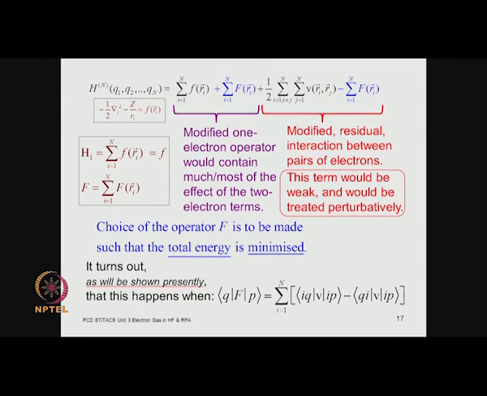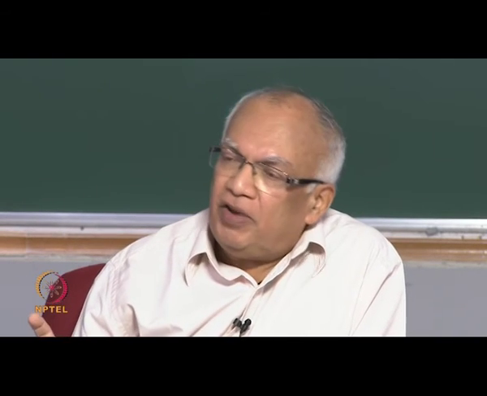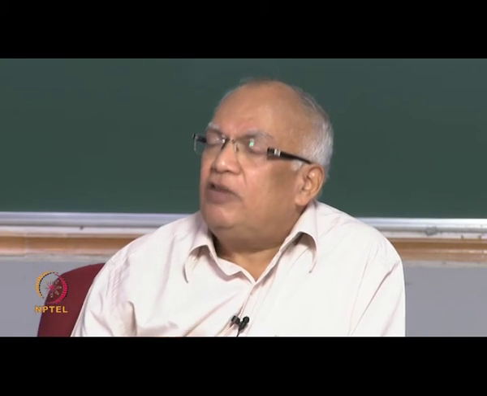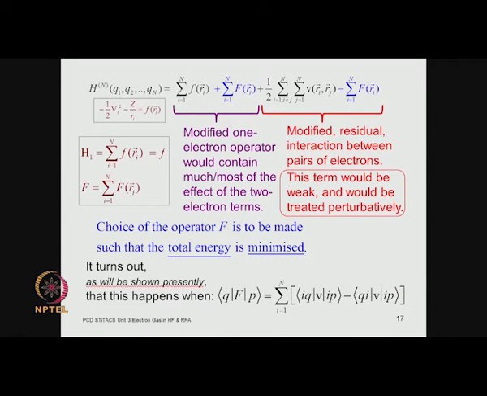which is the same variational principle which we invoked in the Hartree-Fock self consistent field method. What we did was to find the n electron wave functions such that the expectation value of the Hamiltonian was a minimum, and this variational principle is what led us to the self consistent field equations. So, this is going to happen, as we will see shortly, that the matrix element of f between q and p differ by only one electron.